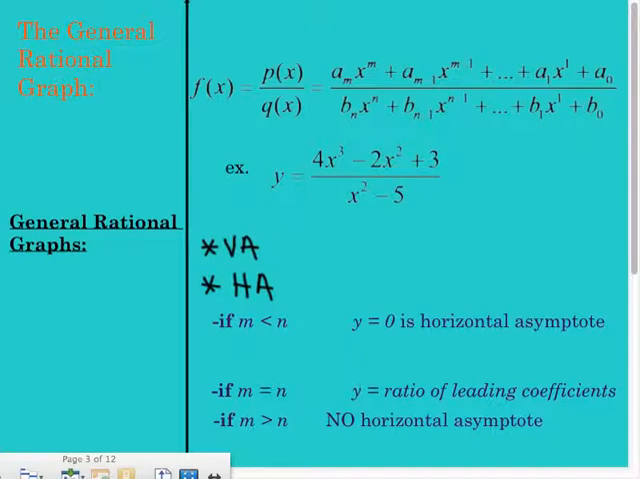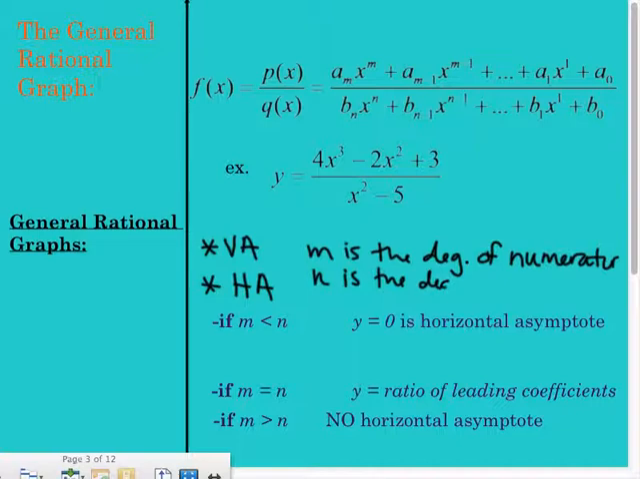M is the degree of the numerator. Look at that definition up top. You'll see m is the degree. So m is the degree of the numerator. And n is the degree of the denominator.